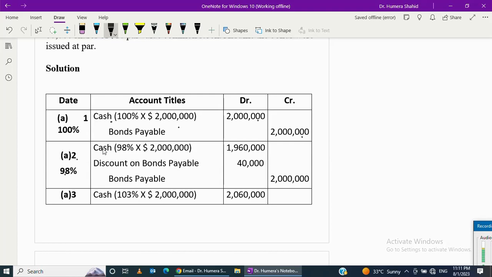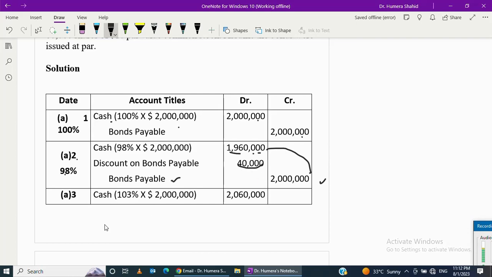Cash gets debit. How much cash do you get? You get 98% of the bonds. So bonds were 2 million. So 2 million multiplied by 98% is 1,960,000. And bonds payable is recorded at face value, so that's 2 million. So the money you did not collect is the discount on bonds payable. So 40,000 you were not able to collect because of the discount.